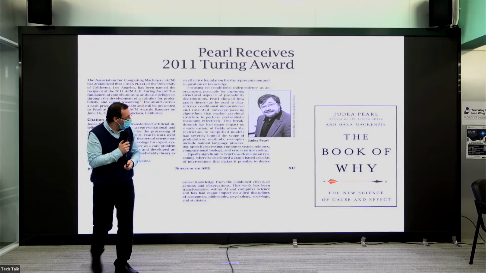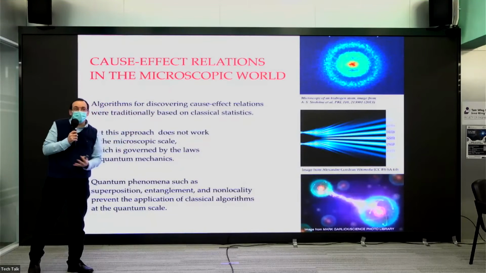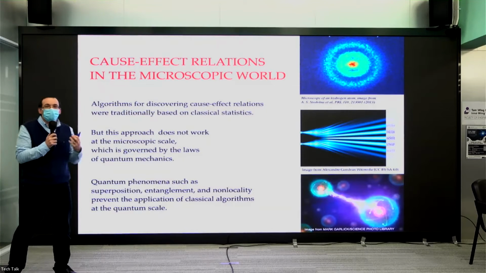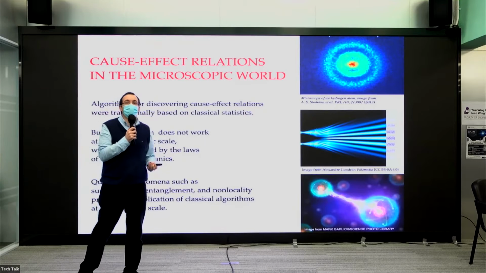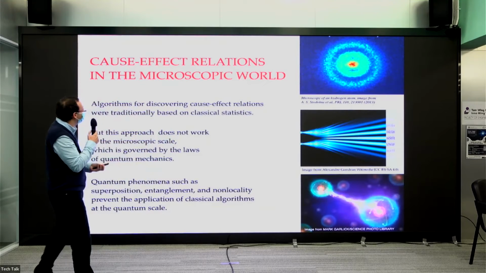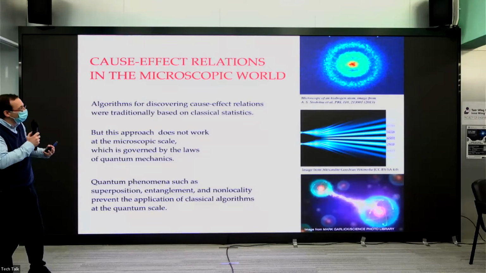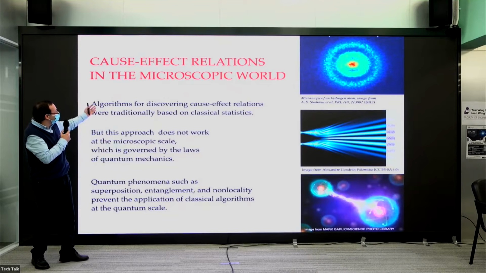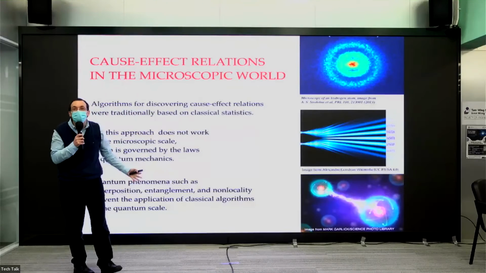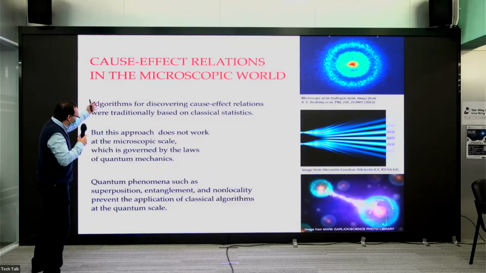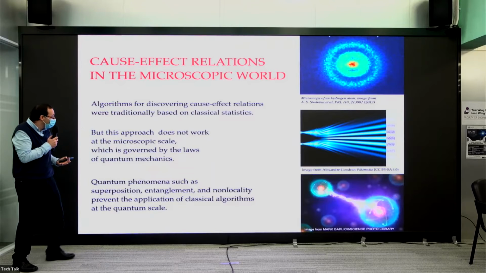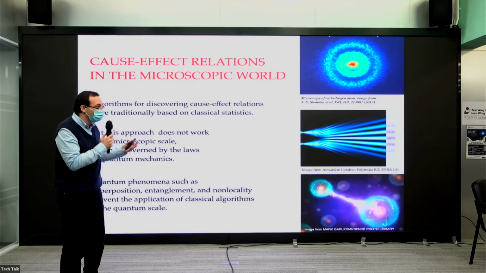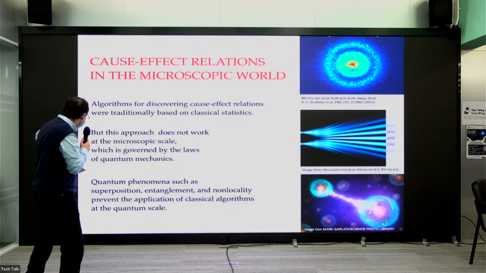So now coming to the topic of this talk, how would it be to test cause-effect relationships in the microscopic world, when we have small systems that obey the different laws of quantum mechanics? All the work by Pearl and his collaborators is based on classical statistics. So all the algorithms that they have are classical algorithms, but they just don't work when you go to the level of quantum systems and quantum particles.